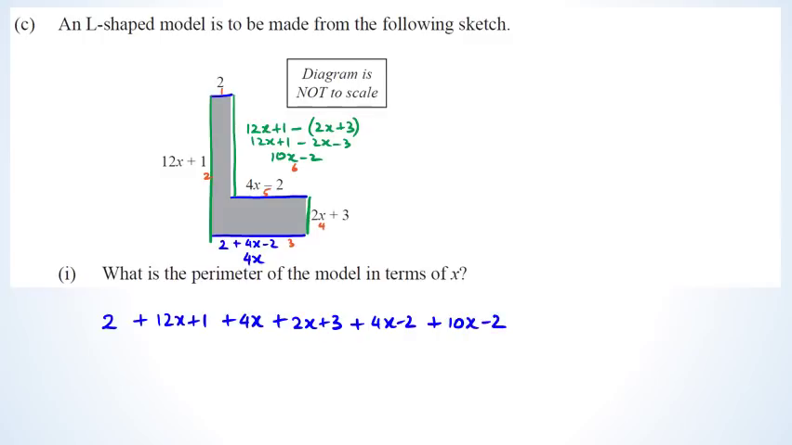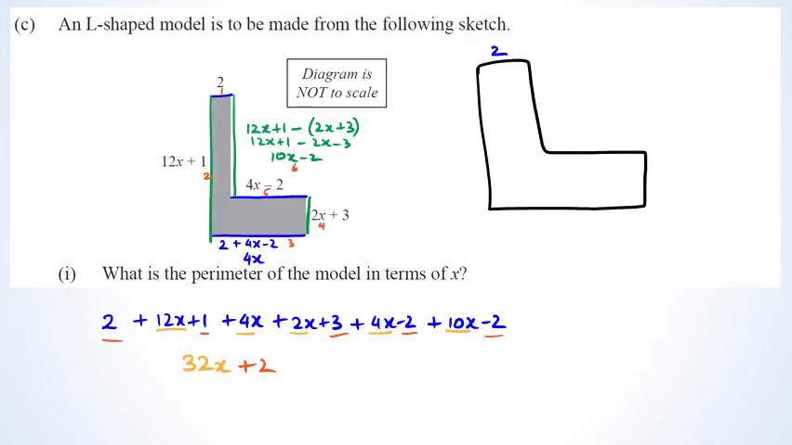So combining all my x's together, what do I have? I've got 12, 16, 18, 22, 32x. Then I combine all the numbers together. So I've got 2, 3, 6, 4, 2. So that ends up being my perimeter: 32x plus 2. Now I want to show you guys a different way of doing this. I need to draw this up again, sorry.